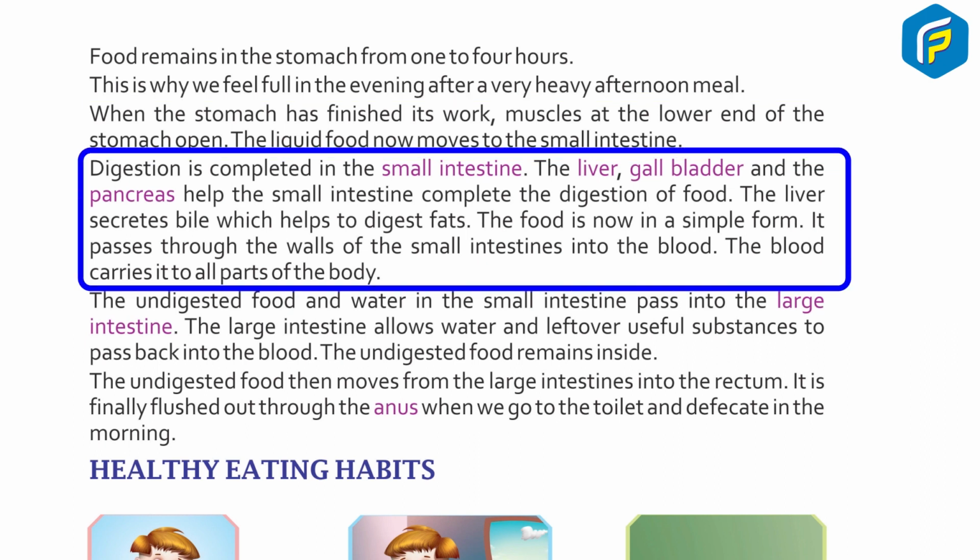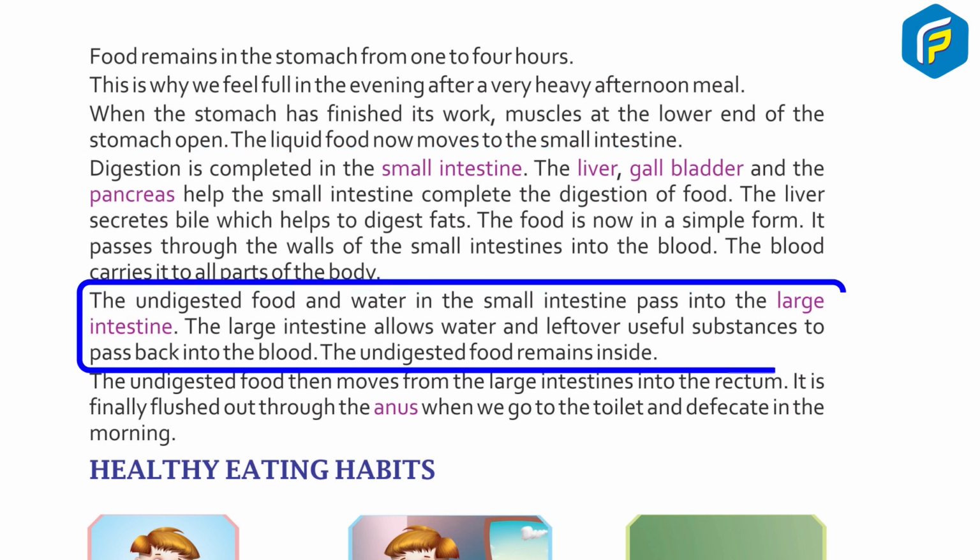Digestion is completed in the small intestine. The liver, gallbladder and the pancreas help the small intestine complete the digestion of food. The liver secretes bile and helps to digest fats. The food is now in a simple form. It passes through the walls of the small intestine into the blood. The blood carries it to all parts of the body.